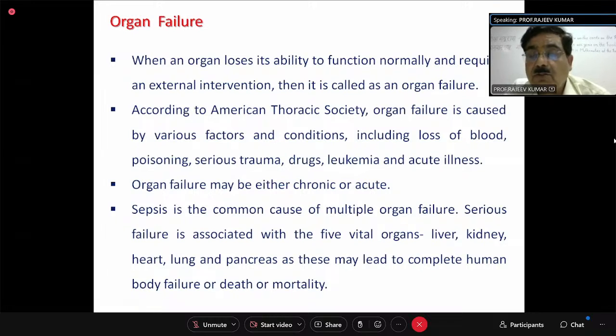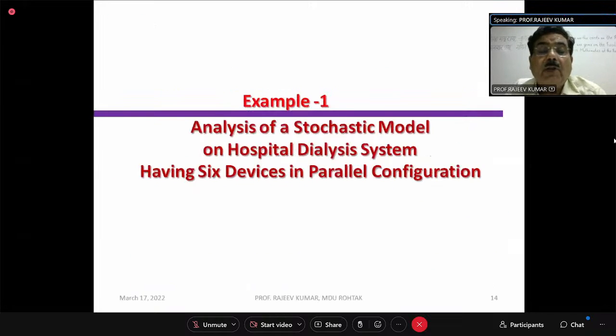Sepsis is the common cause of multiple organ failures. So this is a very serious issue. The vital organs of the body are the liver, kidney, heart, lung, and pancreas. The failure of these systems can immediately lead to the death of the human body. So taking this information, I am just going to take up one example, which is a situation of a hospital dialysis system. So I'm considering that system.